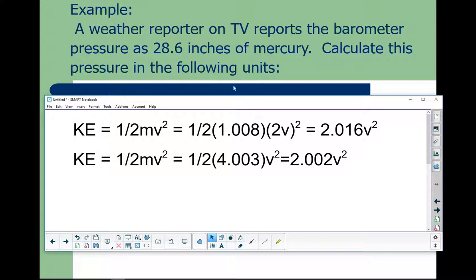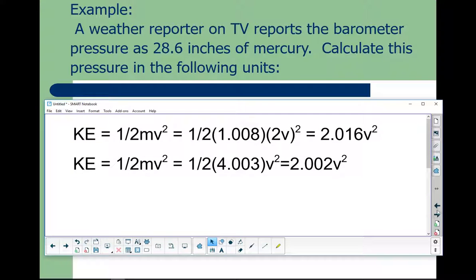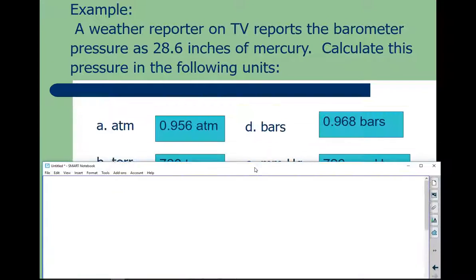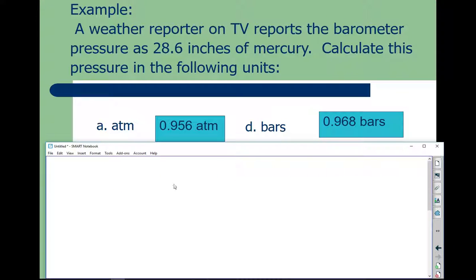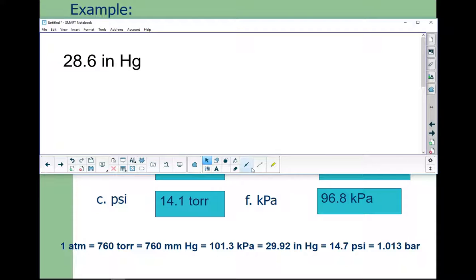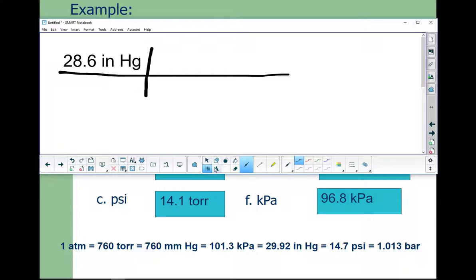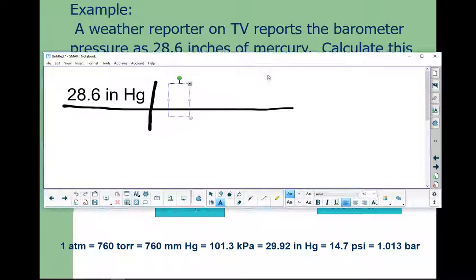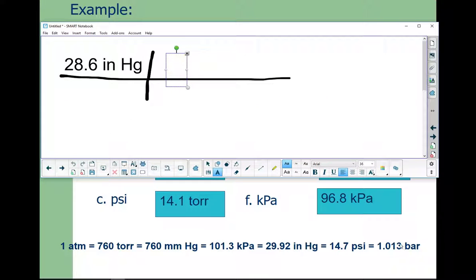When you set it up, say that I wanted to do bars. I would start with my 28.6 inches of mercury, and I would set up a factor label. So I would set up a line like this. On the top, what I want to get to was bars. So I look down here and there's 1.013 bars.